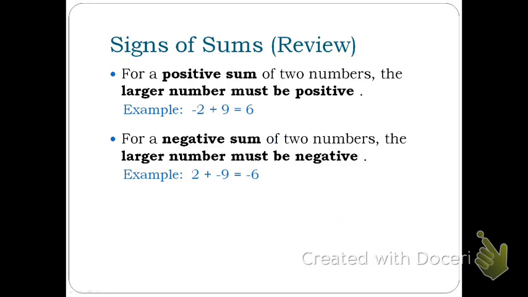When you add two integers together, their answer is called the sum. And you can either have positive sums or negative sums. If you have a positive sum, then the larger number must be positive. If you have a negative sum, then the larger number must be negative. It doesn't matter what the other number is, positive or negative, it just matters which one is larger, if it's positive or negative. So it goes back to that rule of same signs add, opposite signs subtract, bigger sign wins. This emphasizes that bigger sign wins.